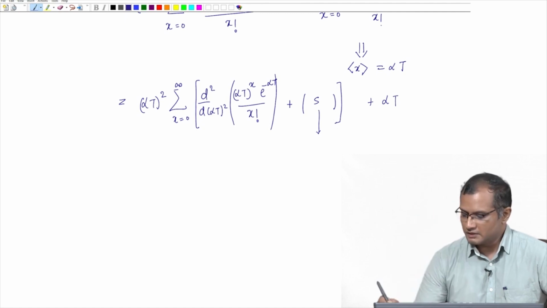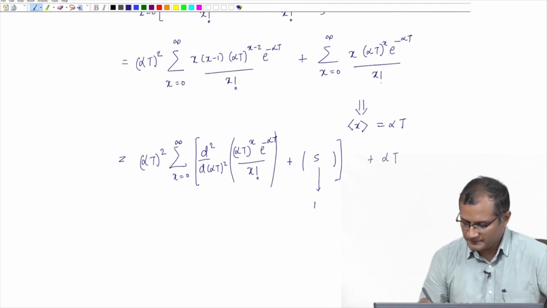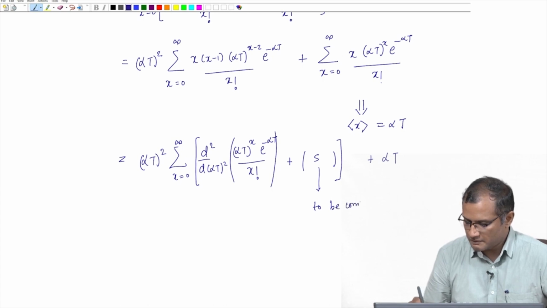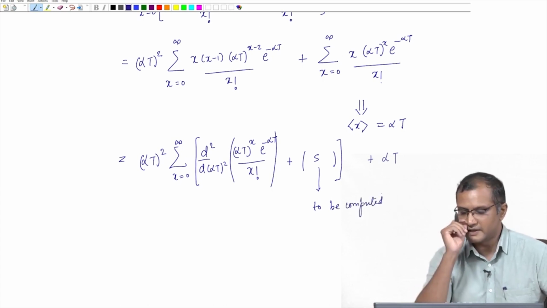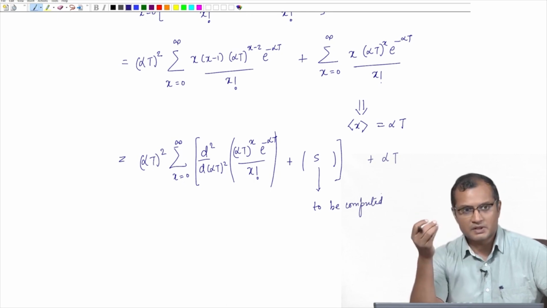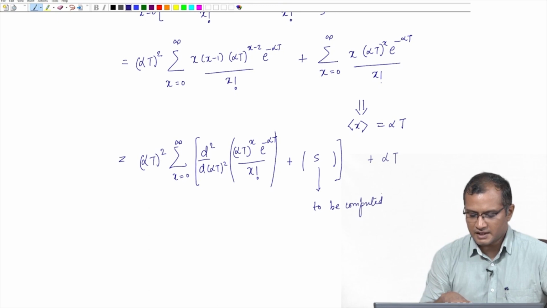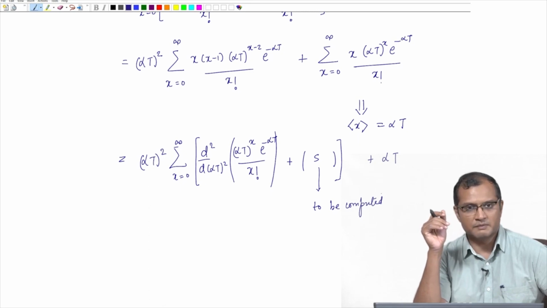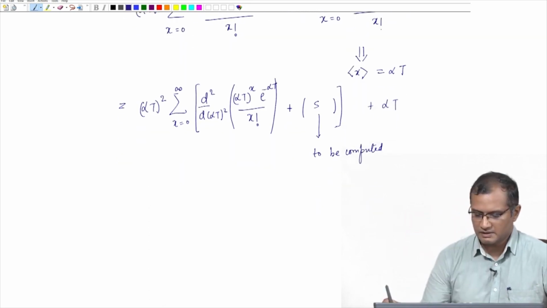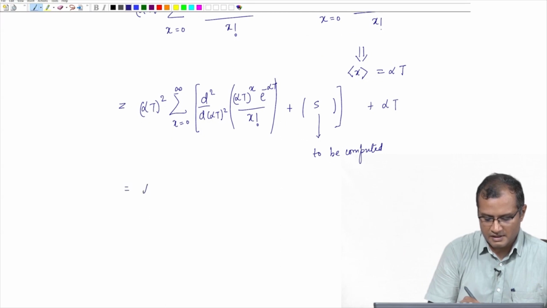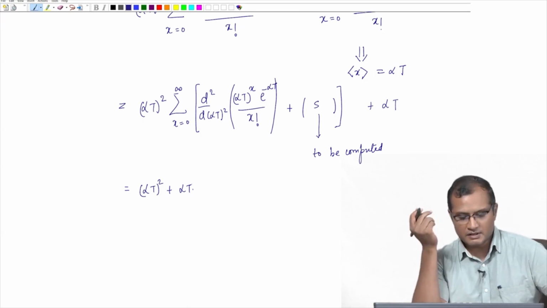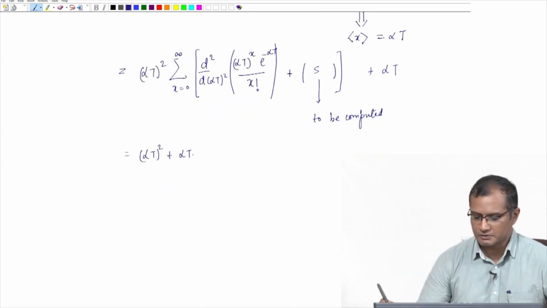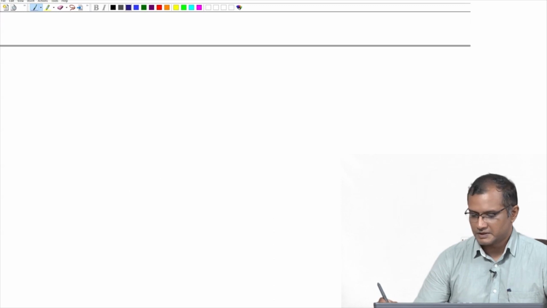So, that would give you the first to be computed, and I leave it as an exercise. So, there are just two terms that you may have to add here. So, that the second derivative of the Poisson PDF plus these terms gives you the first term in the previous expression. You do that, you will end up with the answer, which is alpha t the whole square plus alpha t. Now, this is a sort of time consuming exercise. So, I do not recommend to do this this way.